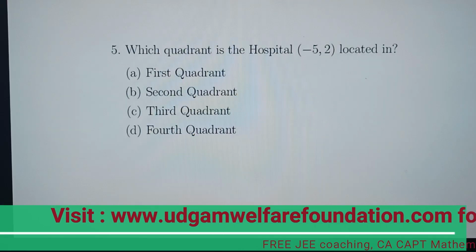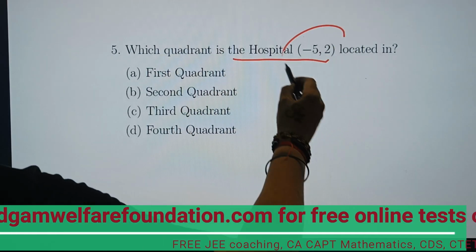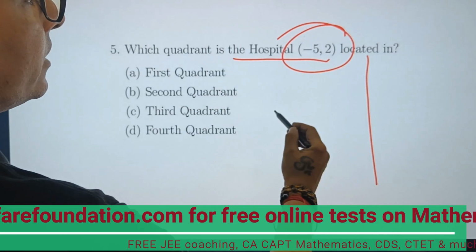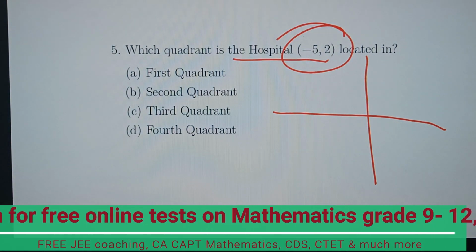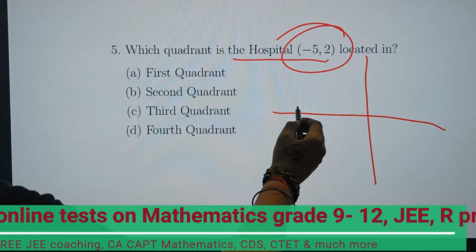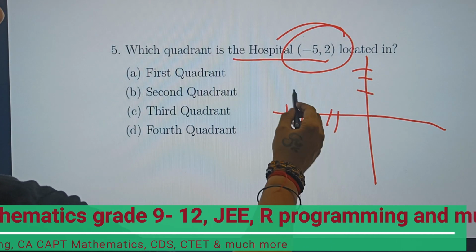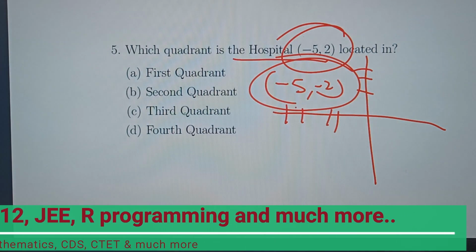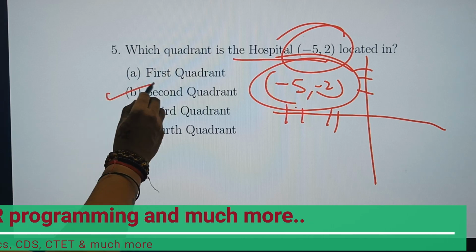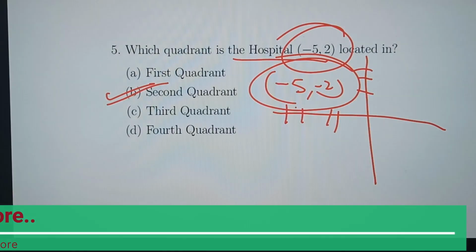So students, here comes our question number 5, which states which quadrant is the hospital located at this particular point. That means the x coordinate is negative and y coordinate is positive here. So x is negative here and y is positive here. This is the positive y axis, this is the negative x axis, this is minus 5 comma 2. That means this is in the second quadrant here. Very simple. So answer is option number B, that is the second quadrant. This point, that means the hospital, lies in the second quadrant.